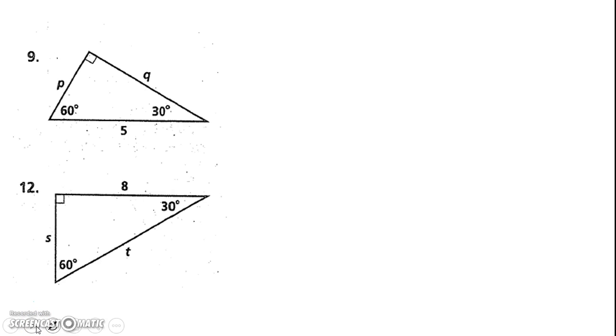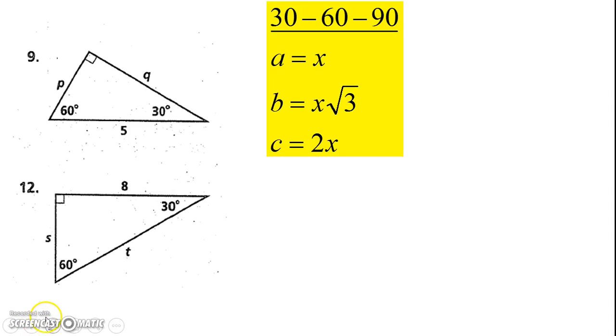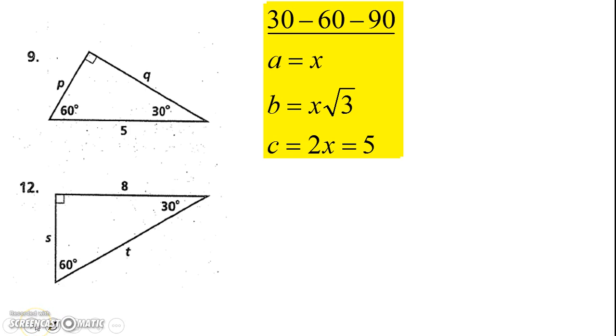All right, here we go with 9 and 10. Number 9. Again, you know what I'm going to ask. What kind of triangle is it? Hopefully you said 30, 60, 90. Which piece do we know? A, B, or C? We know C is 5. Okay? So that means A is going to be half of that. So that's 5 halves or 2.5. And B is going to be 2.5 root 3.